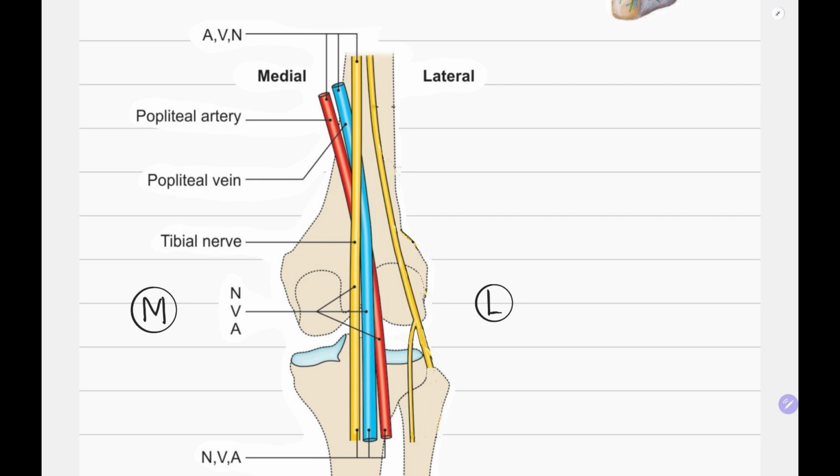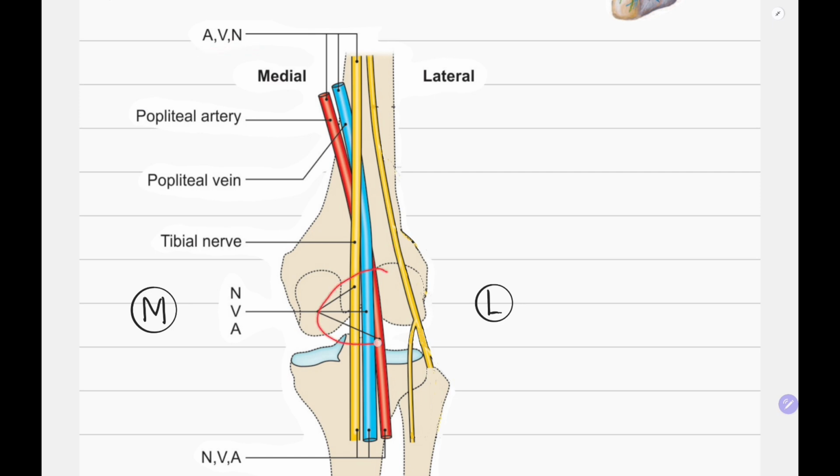So at the top, this is the medial side, this is the lateral side. In the upper section of the popliteal fossa, the artery is lying medial most, the vein is lying in between, and the nerve is lying lateral most. So this can be remembered by AVN.